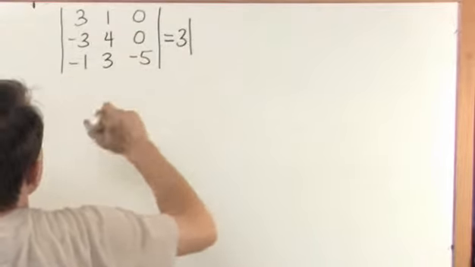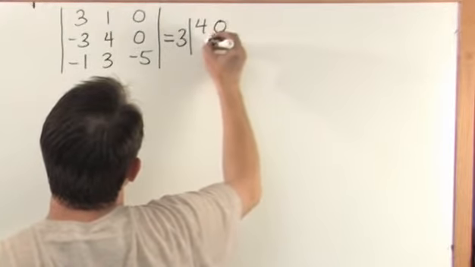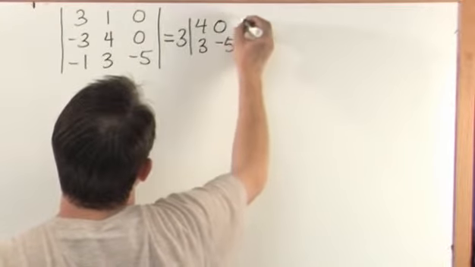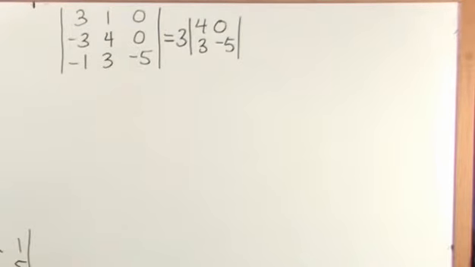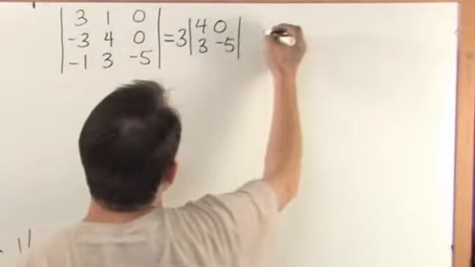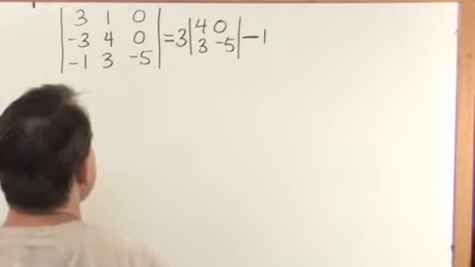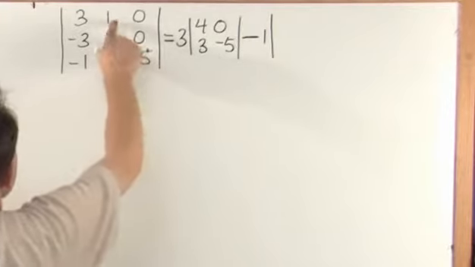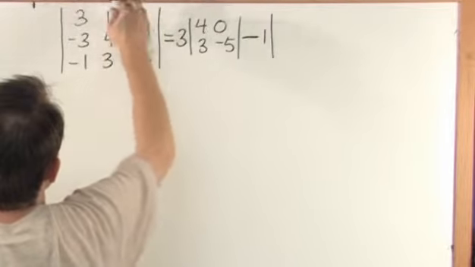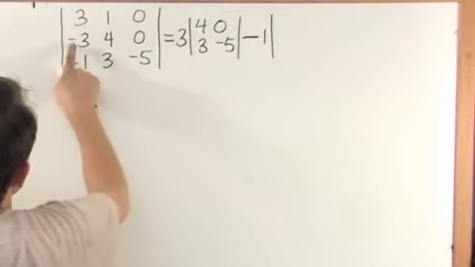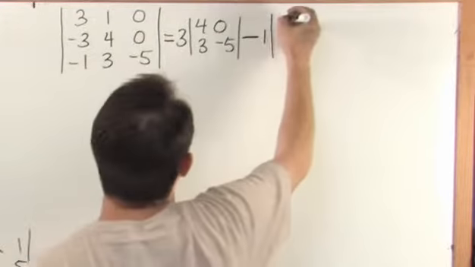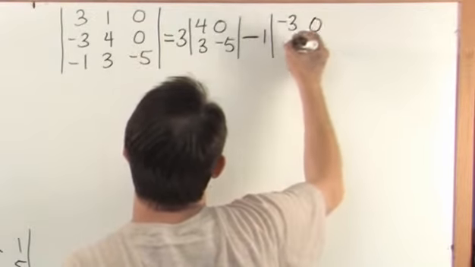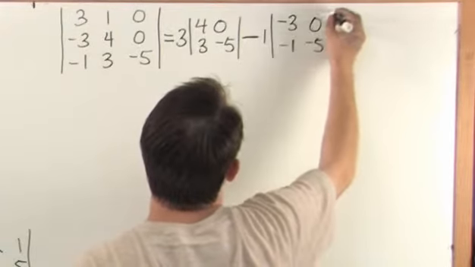These 4 numbers are the only thing that's left, so 4, 0, 3, negative 5. Okay? That's all that's left over. Next thing I do is I write a 1 down, but for that middle term I have to put a negative sign there. That's just something you're going to have to remember. So it's negative 1. I mark through this row and I mark through this column, and the only thing that's left are these numbers over here, so I write those in. Negative 3, 0, negative 1, negative 5.